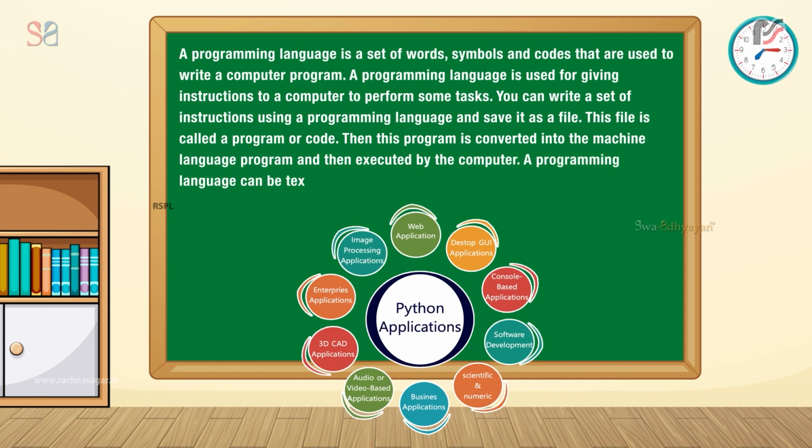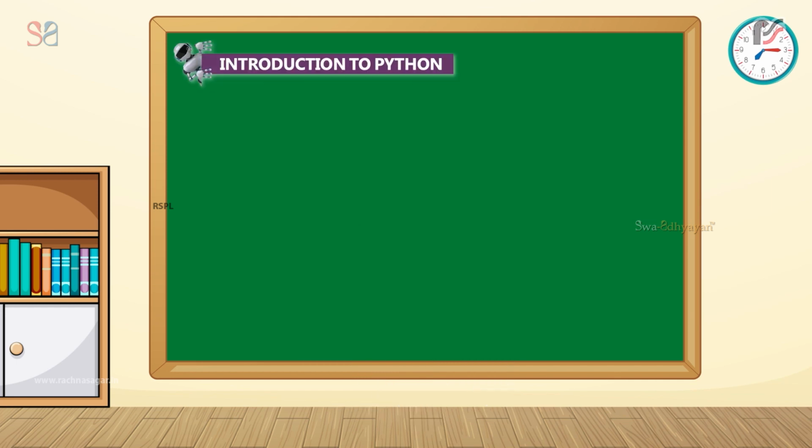A programming language can be text-based or block-based. C, C++, and Python are examples of programming languages. Let's look at a short introduction to Python.